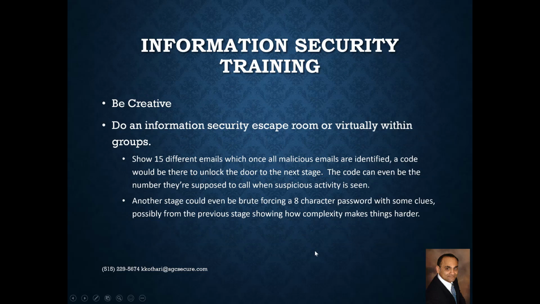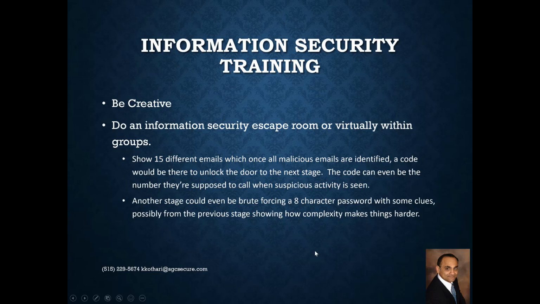Another thing about information security training programs, it's important to be as creative as possible. And so one thing that we are doing for banks that we serve in the ISO role this year is we're doing information security escape rooms, at least virtually within groups, or if we can't go on site, they'll be virtual through breakout sessions through WebEx.